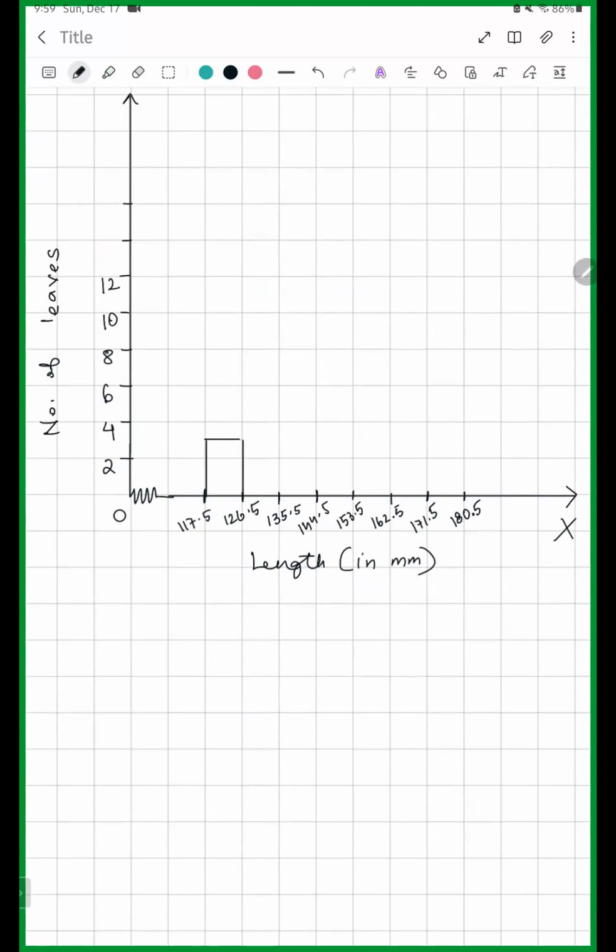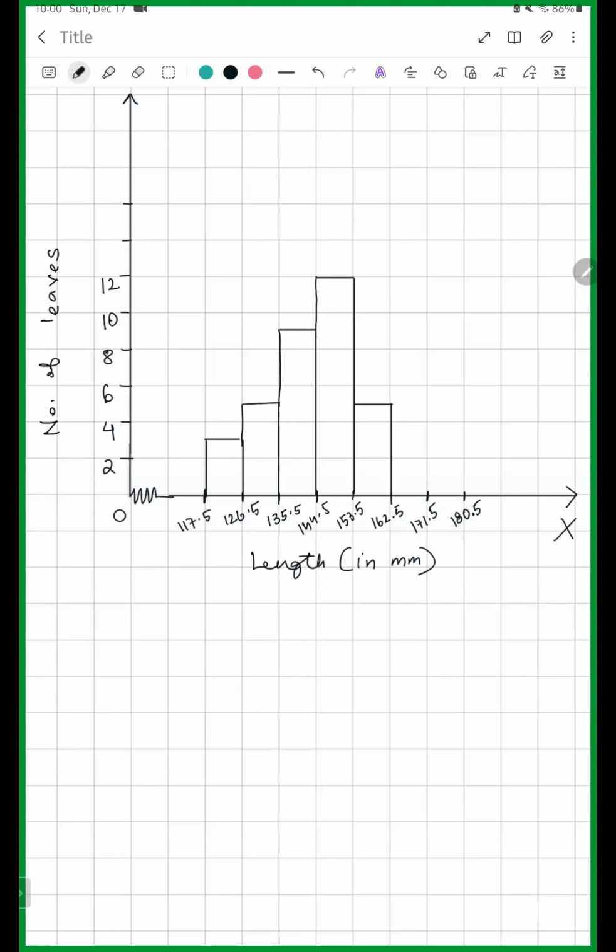Then next is 5. Next is 9, between 135.5 and 144.5. It is 9. Then 12. The next one is 5, so we come all the way down to 5. Let me know if any of you is facing any difficulty in this, okay? You're not asking anything, so I'm assuming that you're understanding.